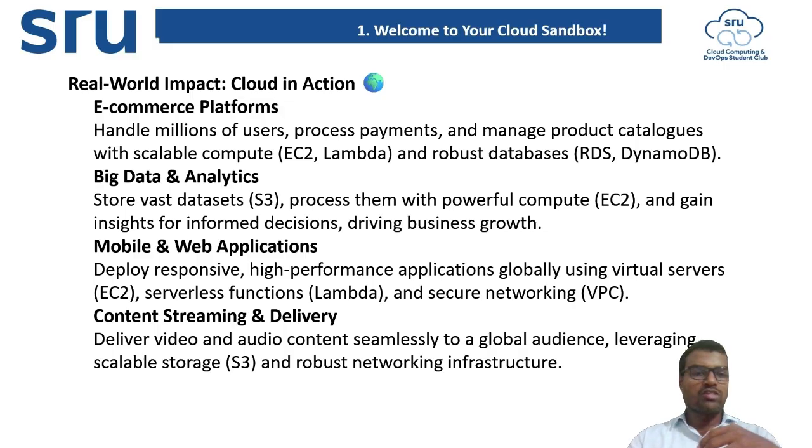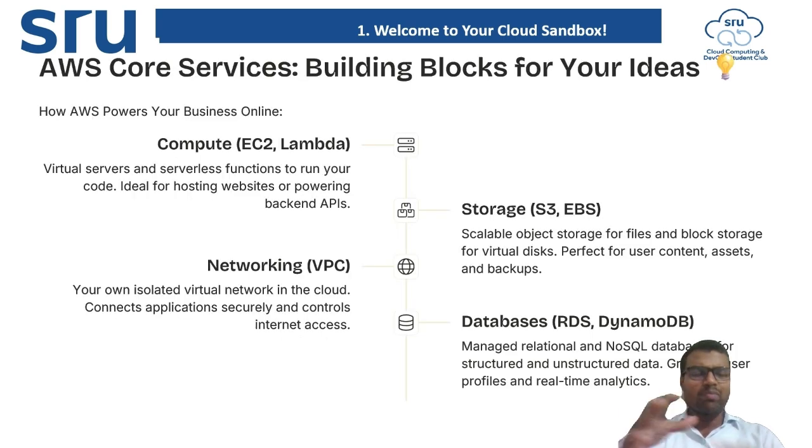And mobile and web applications, Android or iOS related, any application you can deploy using AWS services. And content streaming and delivery: even if you want to build a YouTube-like service, you can build it. Even if you want to build something like Twitter or X, a social networking service like Instagram, you can build it. All of these you build using AWS services. Simply put, there are four pillars: computation power, storage, networking, and databases. All four are provided by AWS.